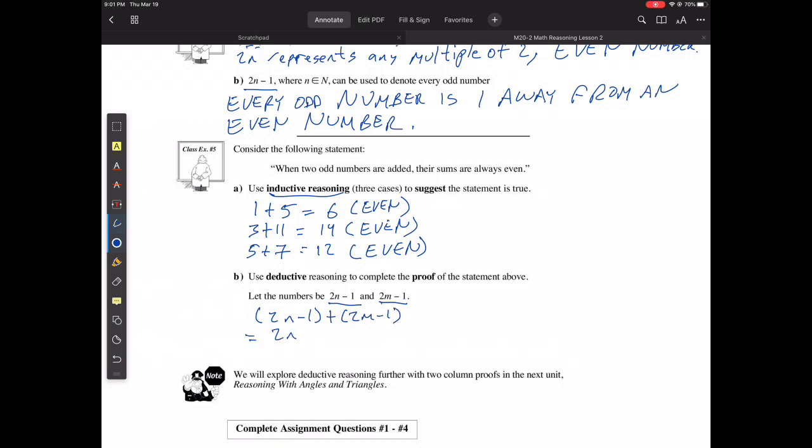then that's going to give me 2n plus 2m minus 2. And I can factor all 3 terms by 2. So I'm going to factor out a 2 and get n plus m minus 1, because 2 has a factor that comes out. This is a multiple of 2. It must be even.